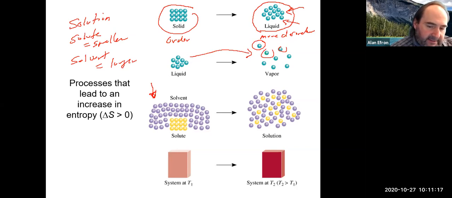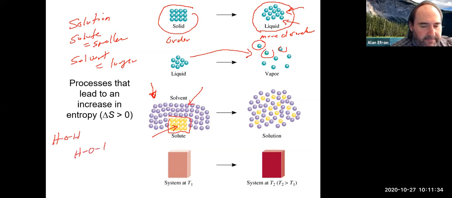In the case of the solute, we pretty much have to break everybody apart to allow it to dissolve. So we're causing a lot of disorder in the solute itself. In the solvent, for example, if we have water, we have a bunch of waters hydrogen bonded to each other. In order to allow ions to come in, we have to break apart some of these waters so that they can surround all of the ions as we dissolve it. So we're also creating a lot of disorder in the solvent, and thus we see a very big increase in entropy for both the solute and the solvent.